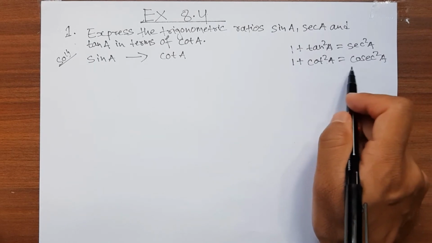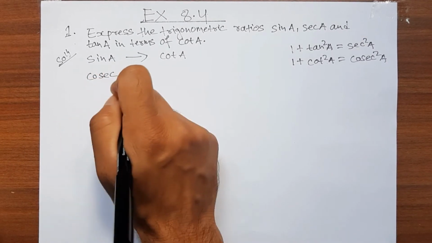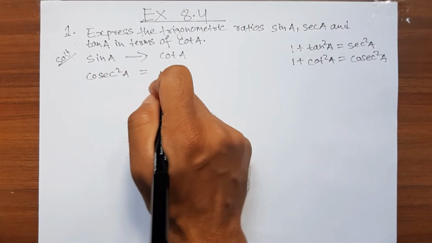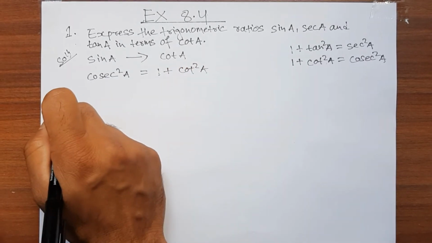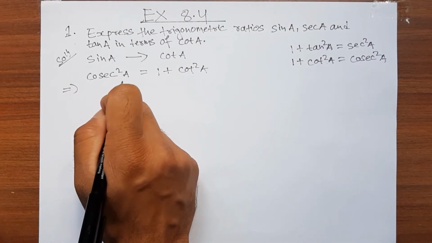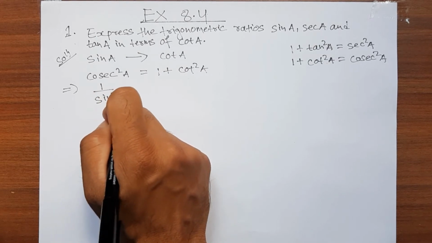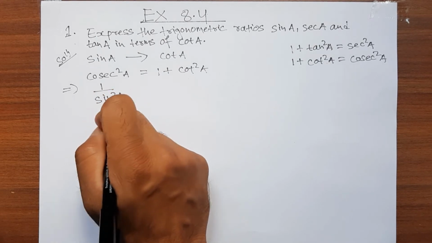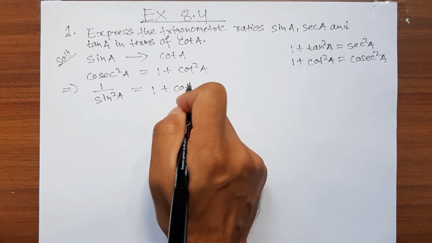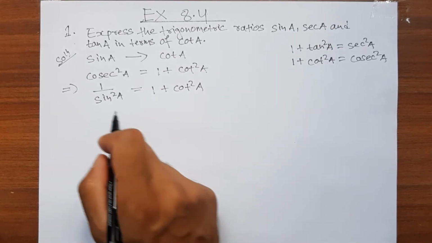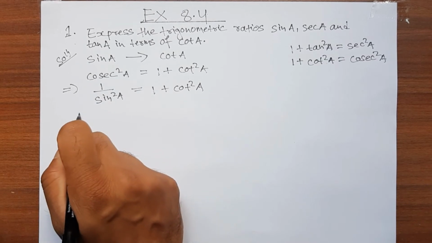So starting from this identity, we have cosec square A equals 1 plus cot square A. Now we can write cosec square A as 1 by sin square A, because cosec is the reciprocal of sin. This equals 1 plus cot square A. Now we can write sin A in terms of cot A.